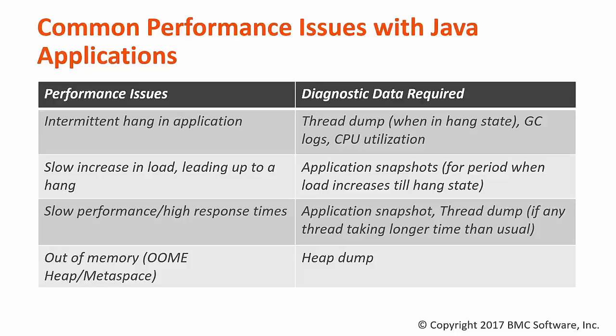The fourth scenario is out of memory. Sometimes our Java application may log an out of memory exception. That could be one performance issue, and to troubleshoot that issue, we only would need a heap dump. So based on the scenario, we need to collect the data which I have mentioned in the right column of the table.